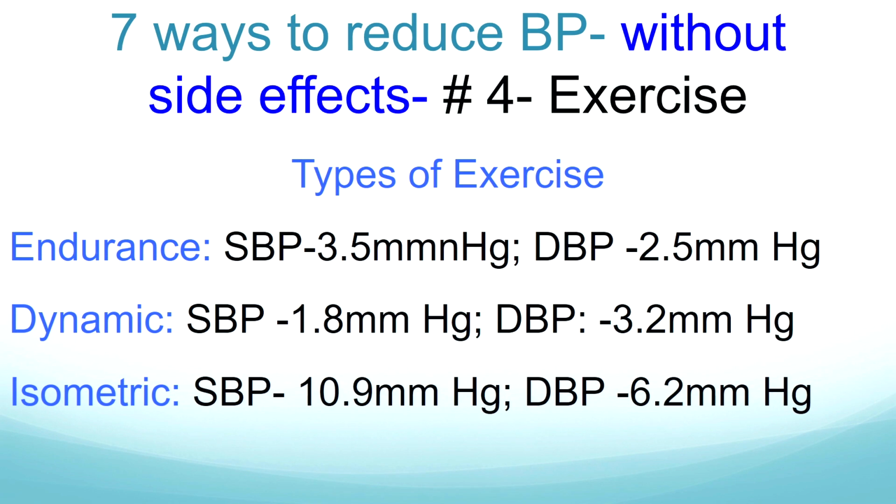So we see endurance lowers your systolic blood pressure, the top number, by 3.5, and the diastolic by 2.5, right? The dynamic by 1.8 and 3.2. Now, what about isometric? I was like, wow, what is this? It lowers your systolic blood pressure, the top number, by over 10 points, and the bottom number by over 6 points. So I looked up isometric exercise, and that is actually holding a position in the same spot.